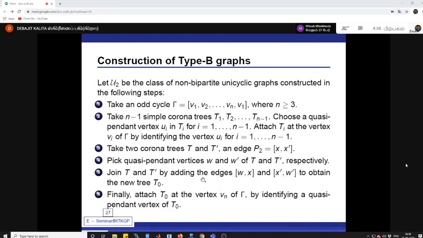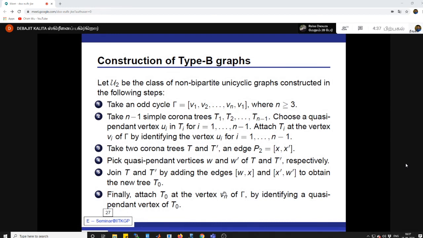We will see why: the vertex X is a degree 1 vertex and it is not adjacent to any pendant vertex. Finally, we attach T naught at the vertex Vn left in gamma, because to this vertex Vn we have not attached anything. So we attach T naught at Vn by identifying a quasi-pendant vertex of T naught with it. Any quasi-pendant vertex of T naught we take, we attach at Vn.